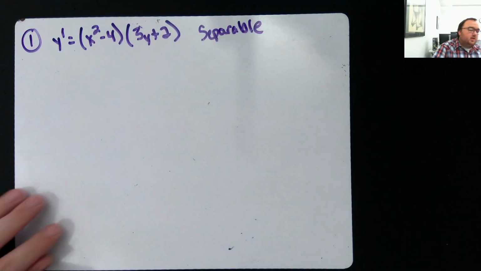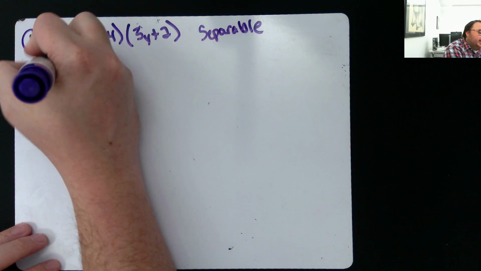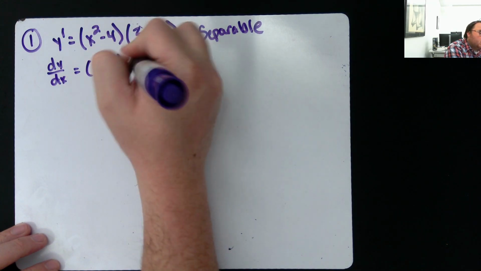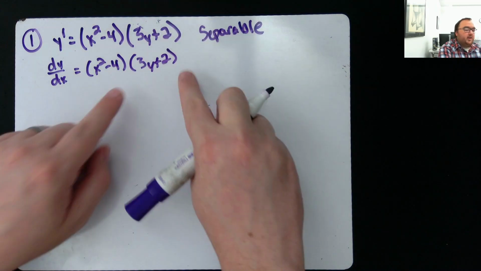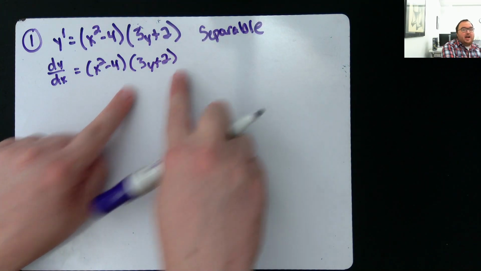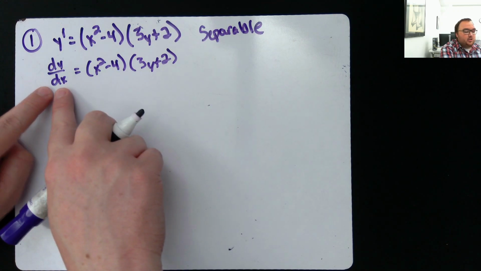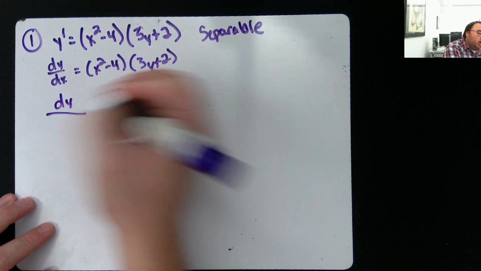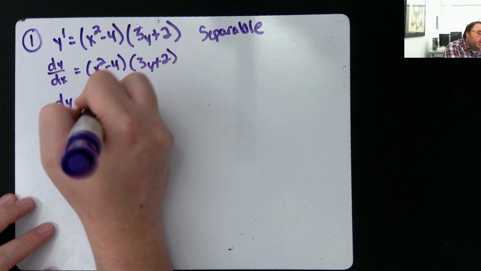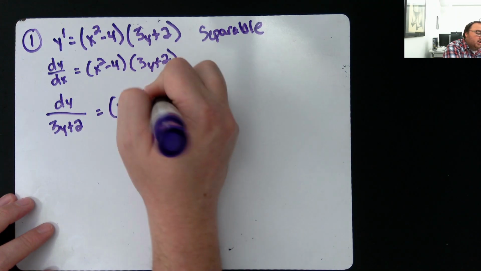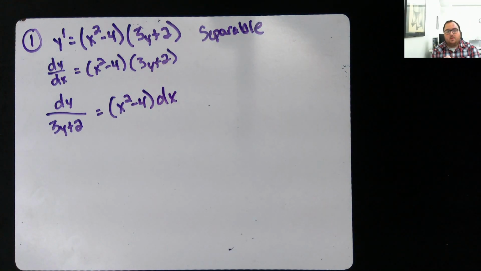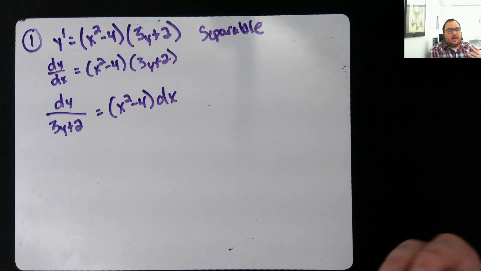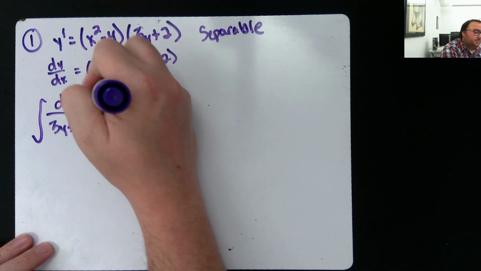So what I can do, remember y prime is like saying dy dx. I can bring this y over here by dividing it, and then bring this dx over here by multiplying. So I end up with dy over 3y plus 2 equals x squared minus 4 dx. Again, I just brought the y over here, the x over here. Once I have that, integrate both sides.